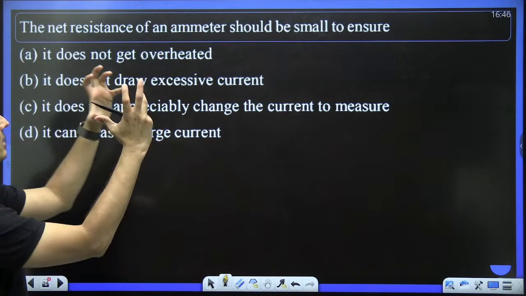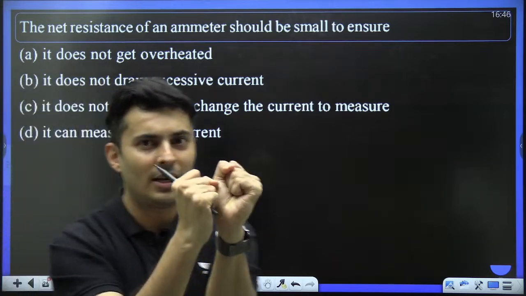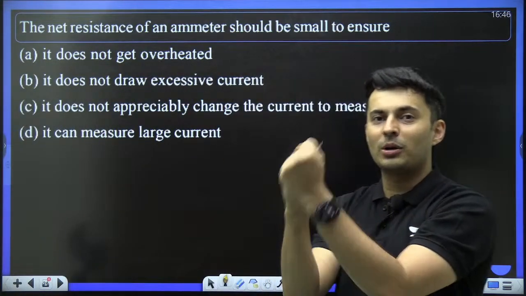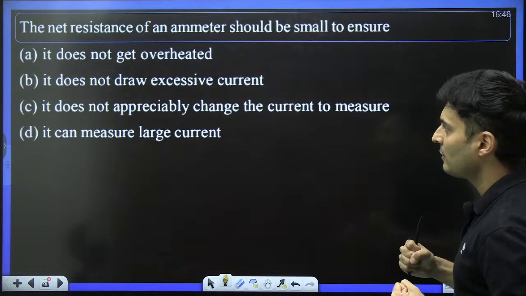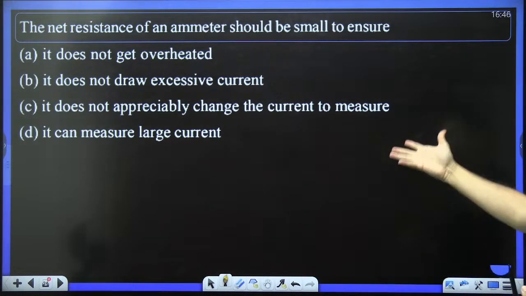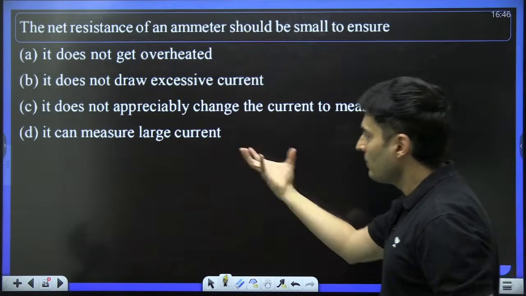The net resistance of an ammeter should be small. So what do we ensure by that? It does not get heated. It does not draw excessive current. It does not change the current which we are trying to measure. It can measure large current.